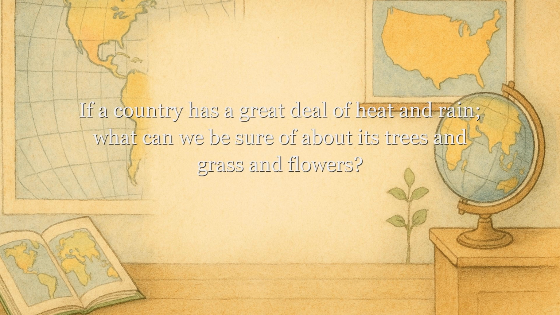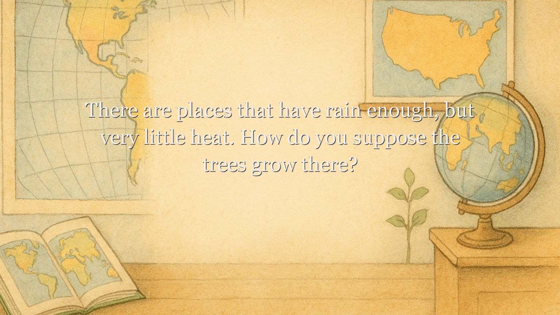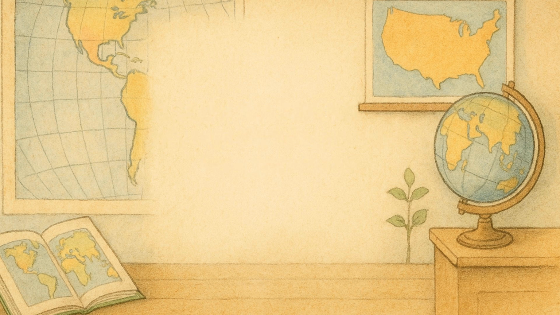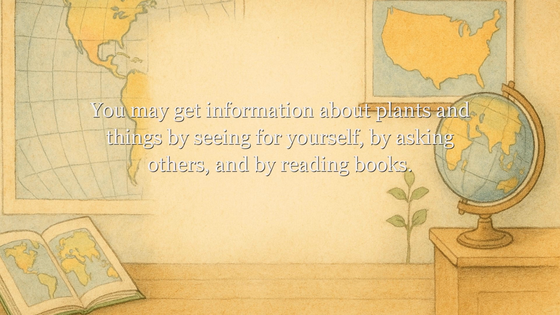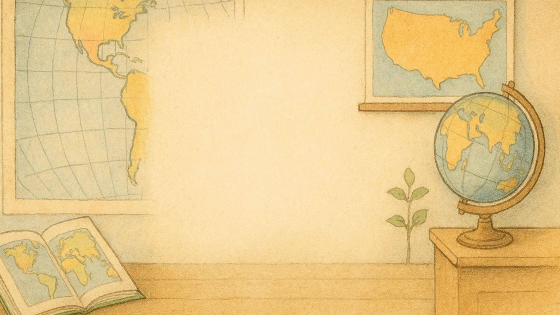If a country has a great deal of heat and rain, what can we be sure of about its trees and grass and flowers? There are places that have rain enough, but very little heat. How do you suppose the trees grow there? You may get information about plants and things by seeing for yourself, by asking others, and by reading books.